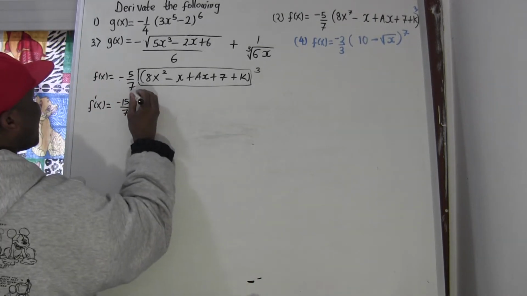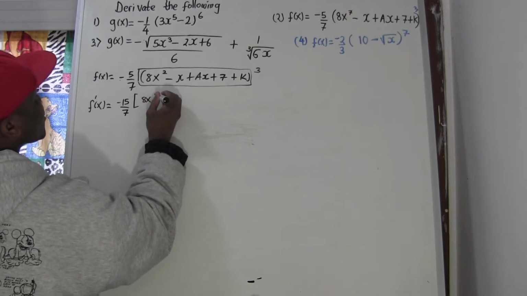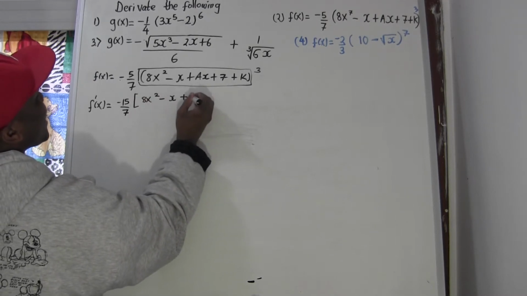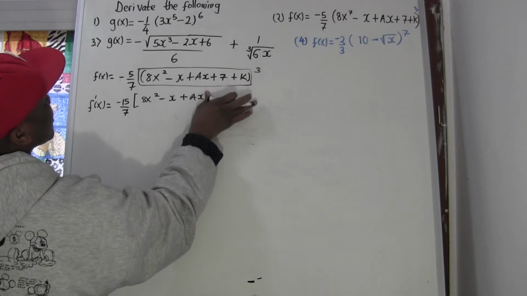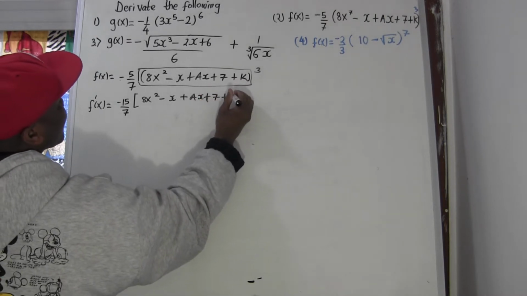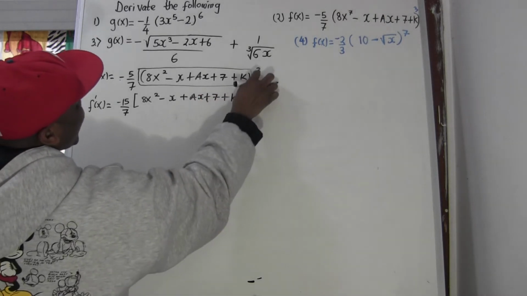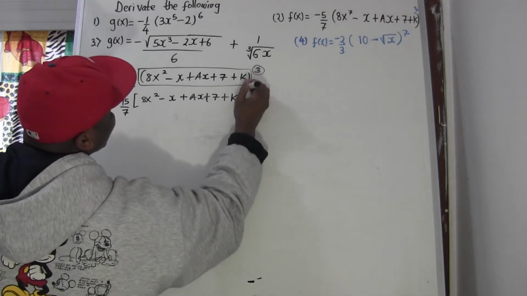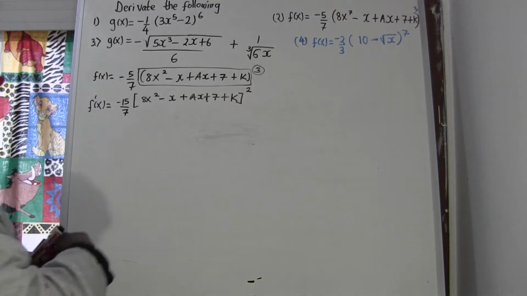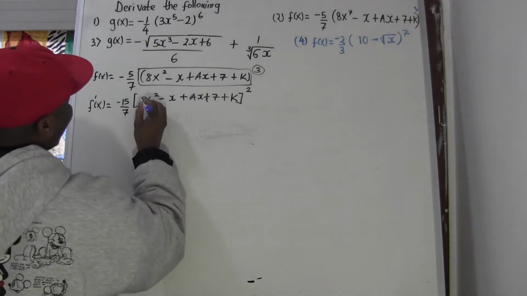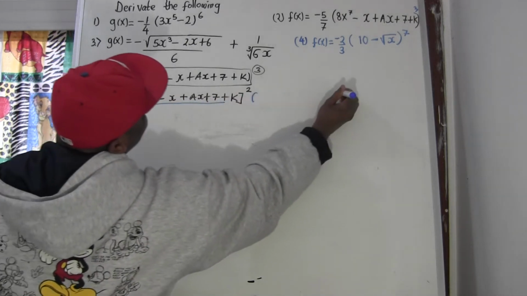Now, drop everything how it is in the bracket. So this is going to be 8x squared minus x plus 8x plus 7 plus k. Take this power and subtract 1: 3 minus 1 equals 2. Next step, we're done with that. Now you see what is in here? Differentiate it and write the answer here.